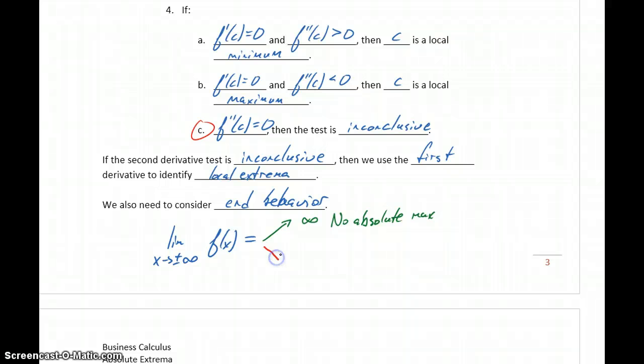The other case would be if we get negative infinity for either of those limits, and in that case there would be no absolute minimum. Because again, what that means is that on either the left or right end, our function is just plummeting to negative infinity, so there can't be any particular function value that's smaller than all the others. So we need to identify local extrema using one of the derivative tests, and then also consider the end behavior to see what's happening at the extremes for our function.